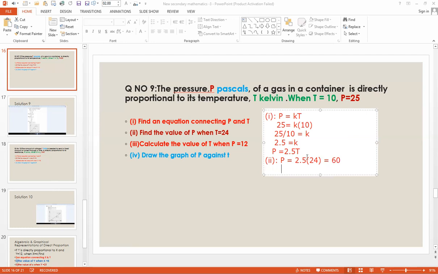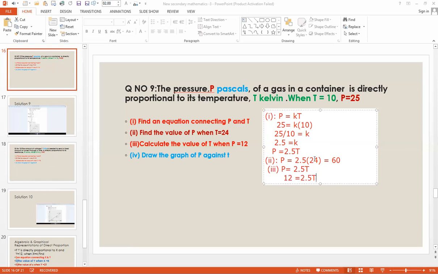Okay. Now we move towards the third part. Again, this one is very much easier. First, you have to write the equation that is P is equal to 2.5 capital T. Here in this question, the value of P is given. What is the value of P in the third part? Calculate the value of T. T we have to find and P is given. What is the value of P that is given? 12. Very good. 12 is given and you have to find the value of T.